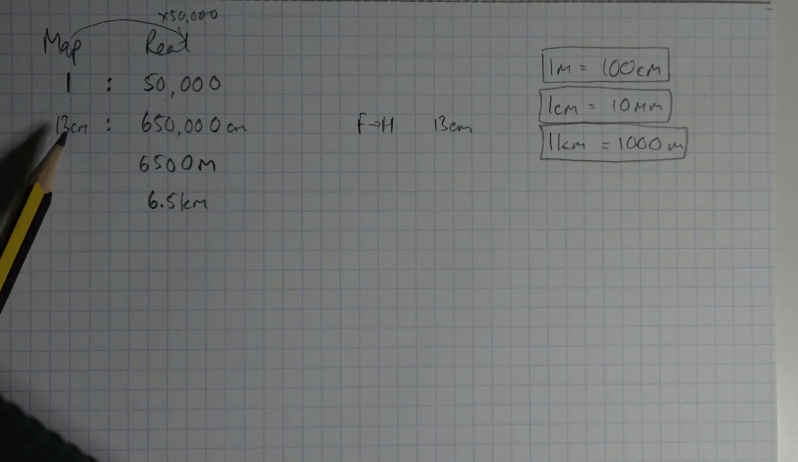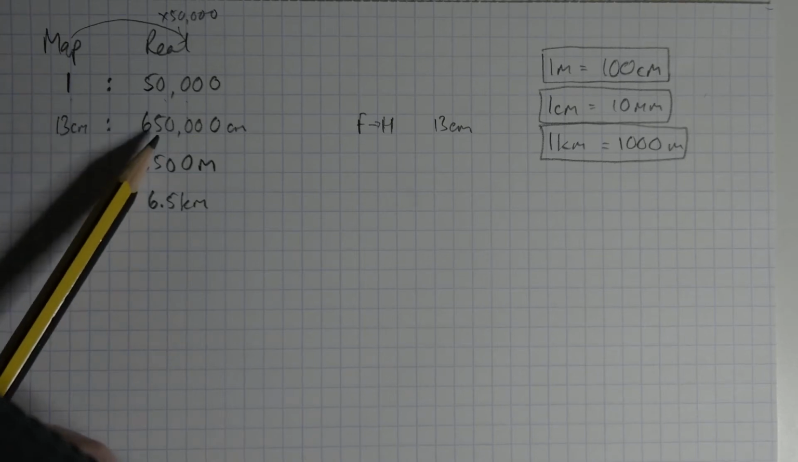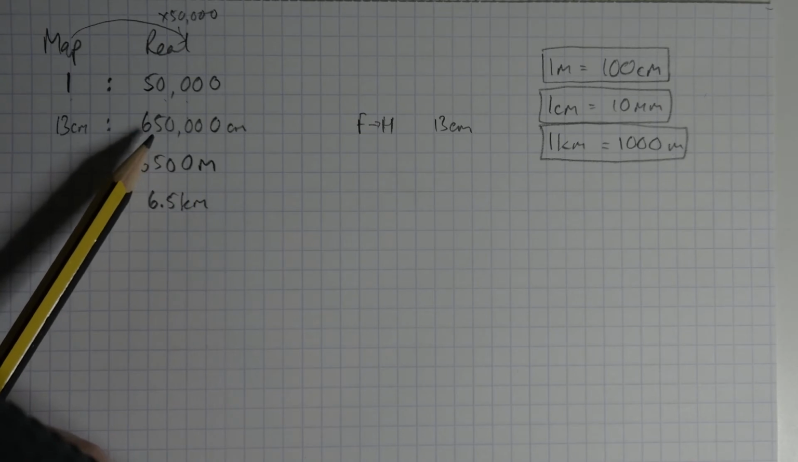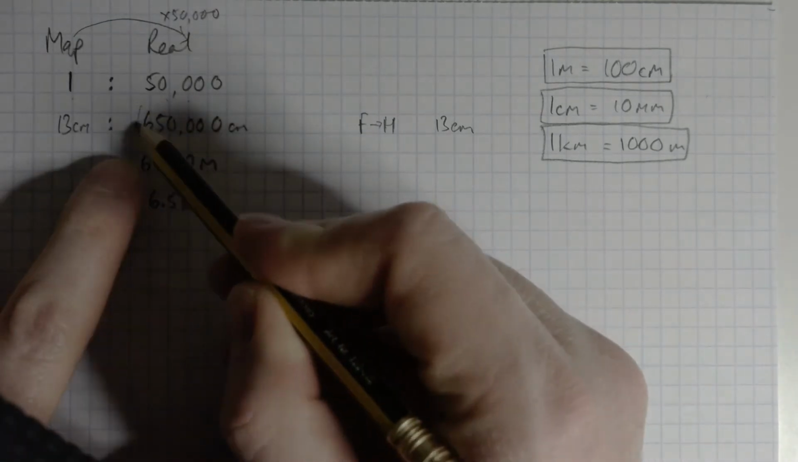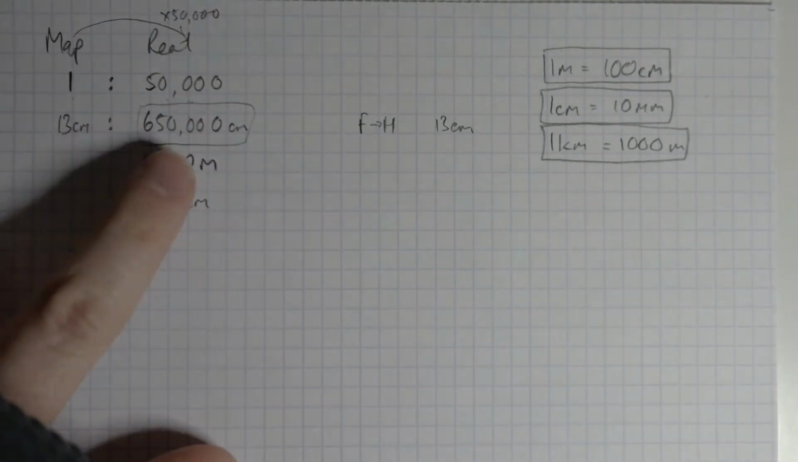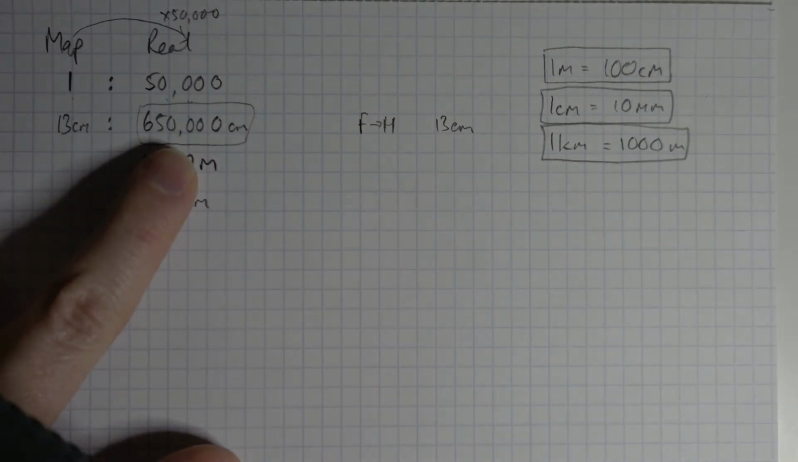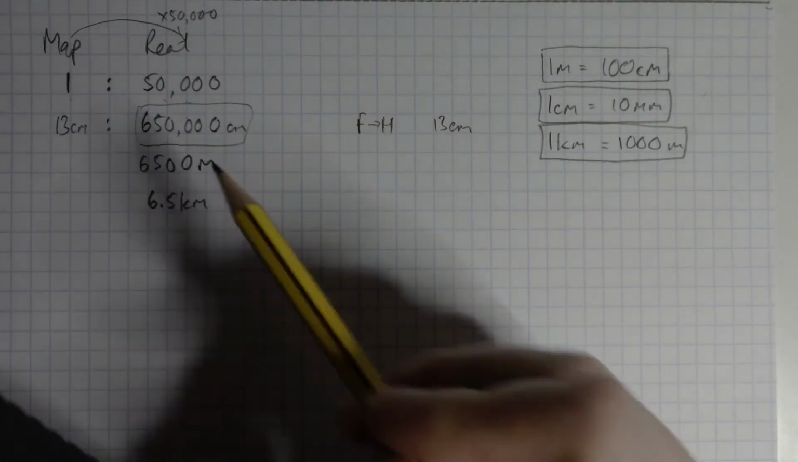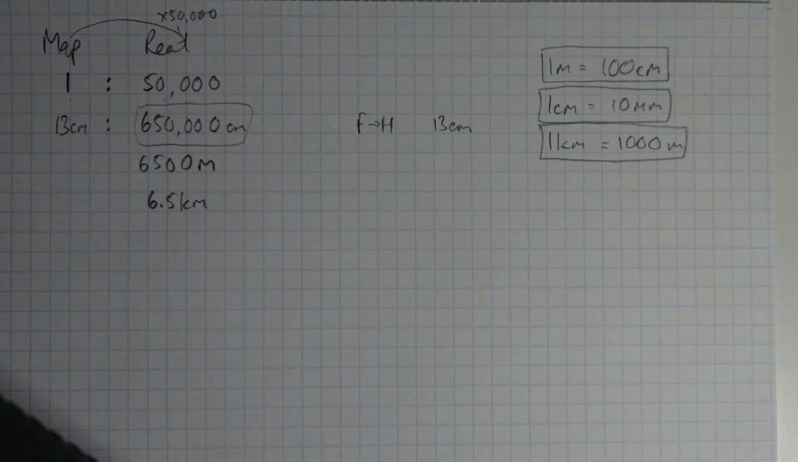So because I measured with a ruler in centimetres, 13 centimetres, 50,000 times more than that is 650,000 centimetres, and that is the correct sort of final answer, but the book's not going to give that as the answer for the distance between 2 towns. You're going to then have to convert this to some sensible units.